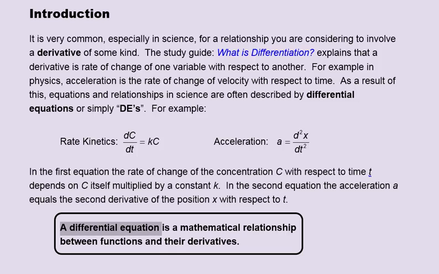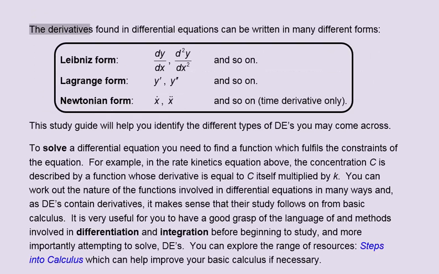A differential equation is a mathematical relationship between functions and their derivatives. The derivatives found in differential equations can be written in many different forms. The Leibniz form: dy by dx, d2y over dx squared, and so on. The Lagrange form: y prime, y double prime, and so on. The Newtonian form: x dot, x double dot, and so on, used for time derivatives only. This study guide will help you identify the different types of DEs you may come across.